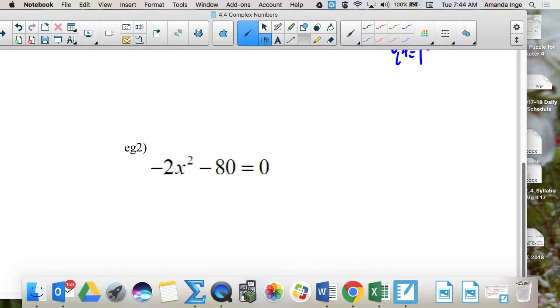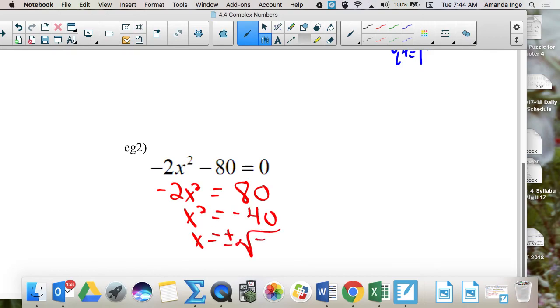2x squared is equal to negative 80. So x squared is equal to negative 40. So x is equal to plus or minus the square root of negative 40. So in this case, x would be equal to plus or minus, this is for negative 4 times 10, so we would get 2i square roots of 10.